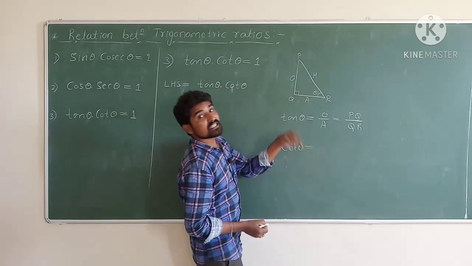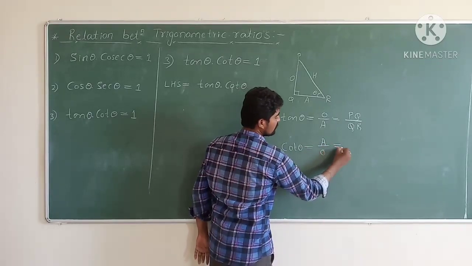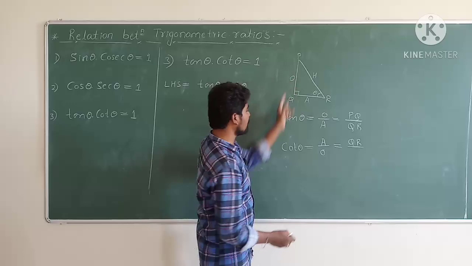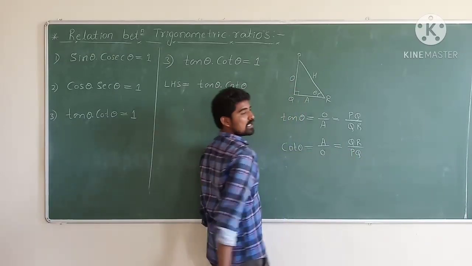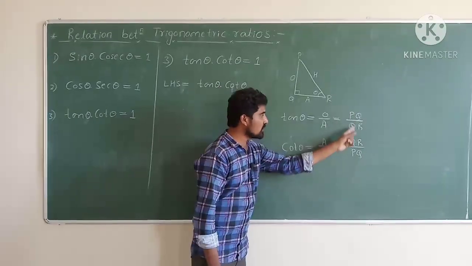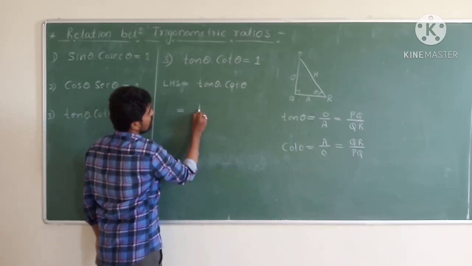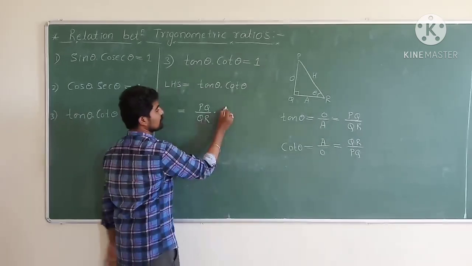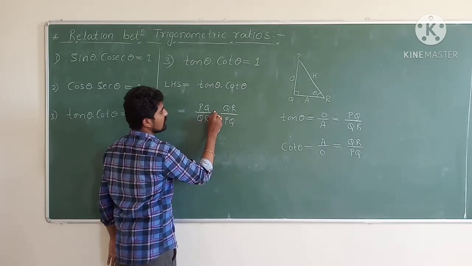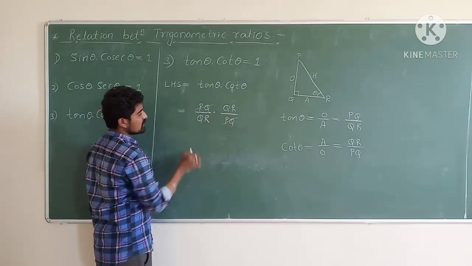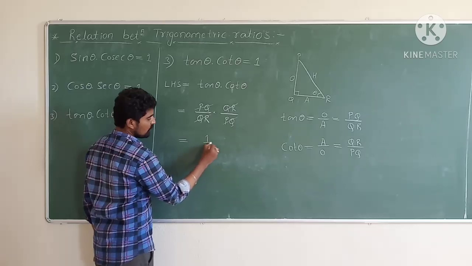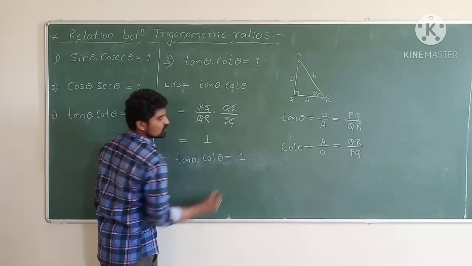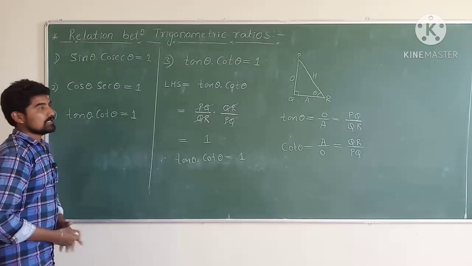Next, cot theta is adjacent divided by opposite. Here the adjacent side is QR, so QR divided by the opposite side PQ. Therefore, in place of tan theta we write PQ divided by QR, into cot theta, which is QR divided by PQ. Now PQ gets cancelled, QR gets cancelled, which equals 1. Therefore we get tan theta into cot theta is equal to 1. I hope all of you understood. If possible, take a moment.